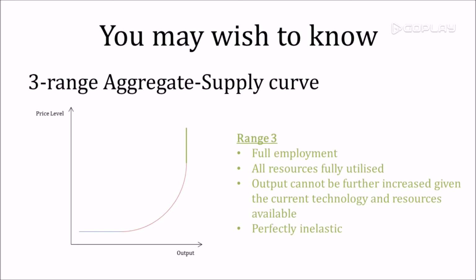Finally, in range 3, the economy is experiencing full employment. All resources are fully utilized and firms are producing at their maximum capacity. Output cannot be further increased based on the current technology and resources available. Here, the aggregate supply curve is perfectly inelastic. Changes in price level will not change the output in range 3.